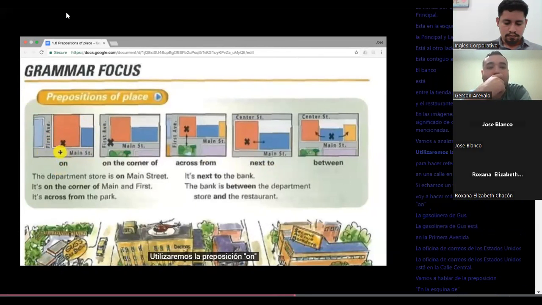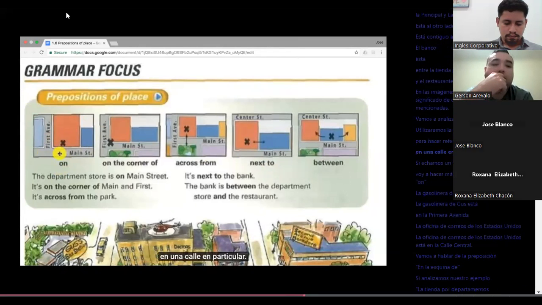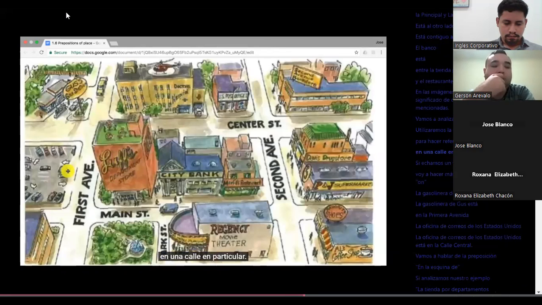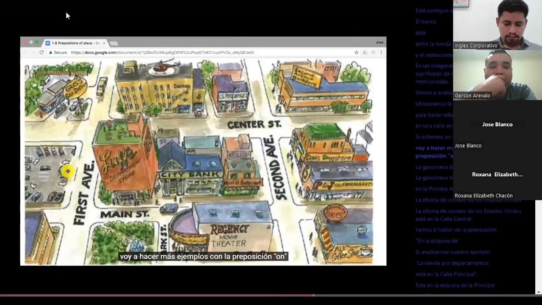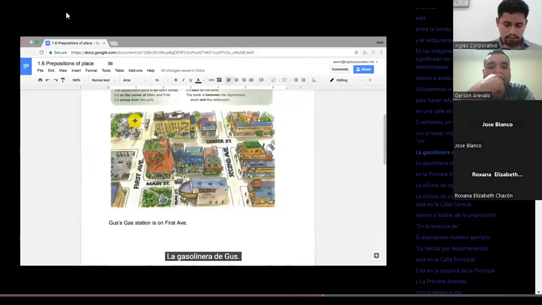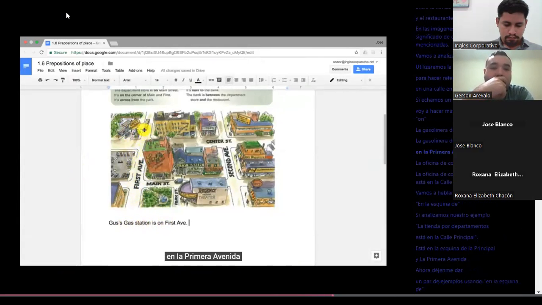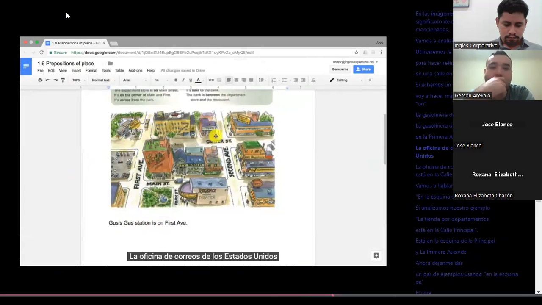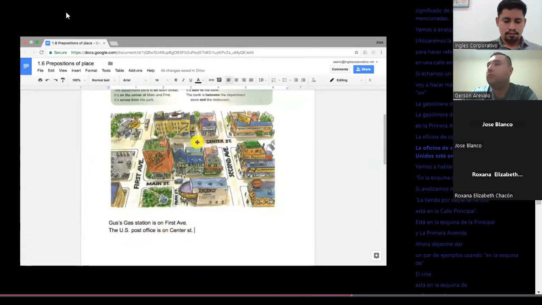We will use the preposition on to make reference that a place is on a particular street. If we take a look at the map on the screen, I'll make more examples using the preposition on. Gus's gas station is on First Avenue. The U.S. Post Office is on Center Street.